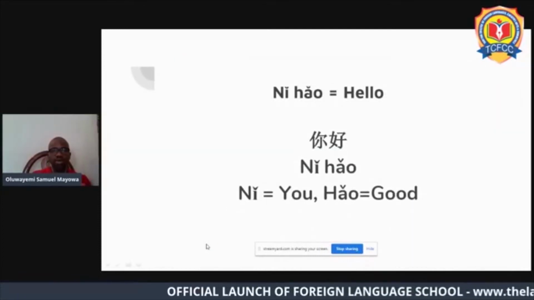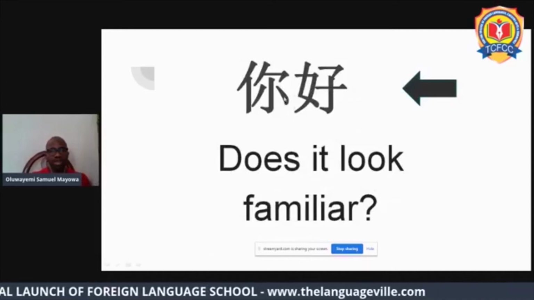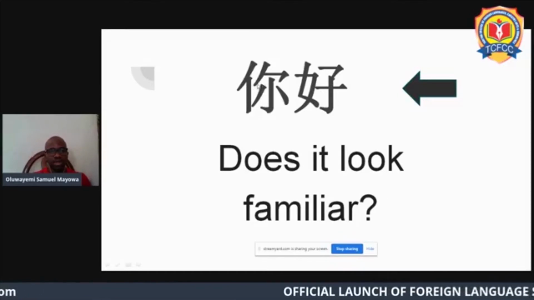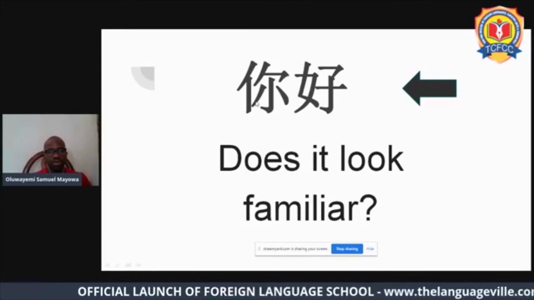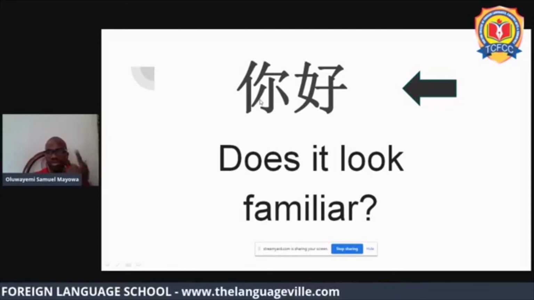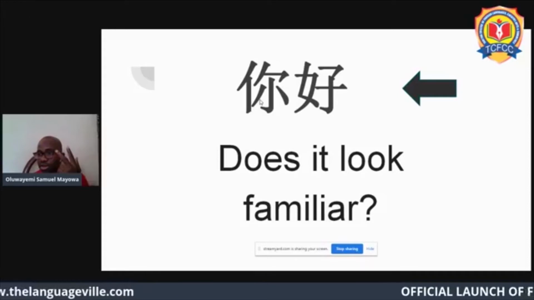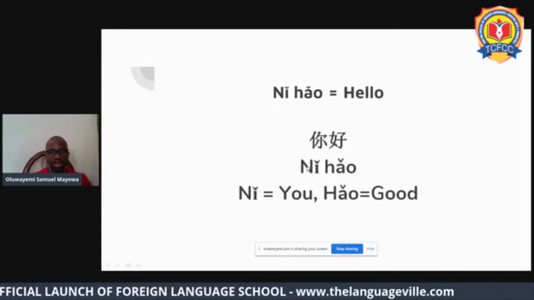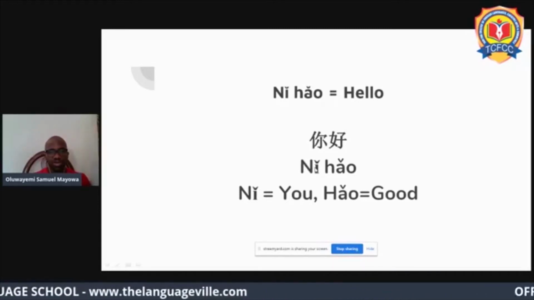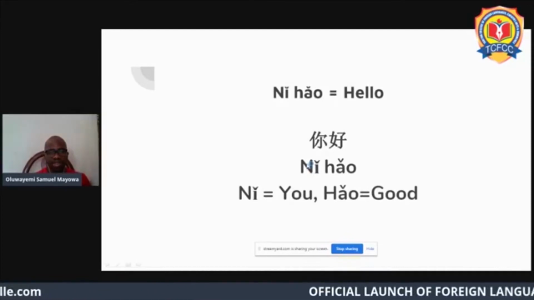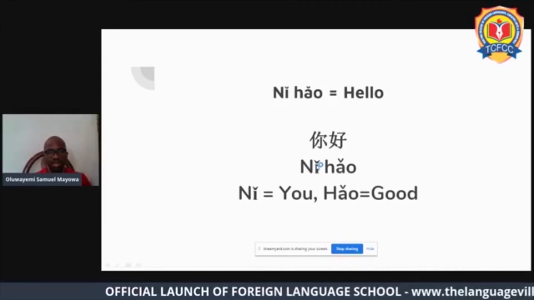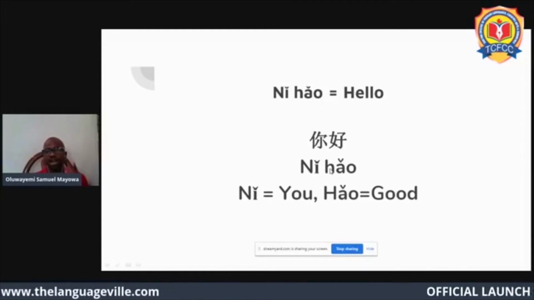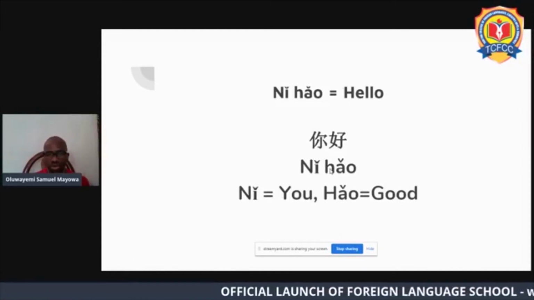Taking us back to ni hao. Look at ni, and this is hao. Ni has an initial, a final, and a tone. Let's look at this together. The initial is the consonant sound, and in ni, n is the consonant sound. I is the final sound, and it also has a tone. Every Chinese character has an initial, a final, and a tone.